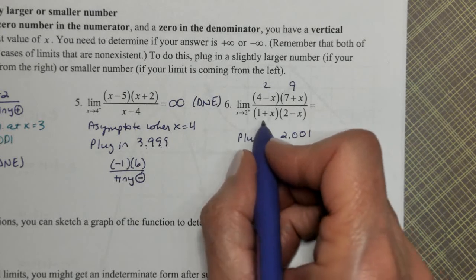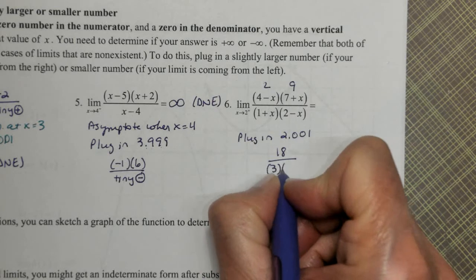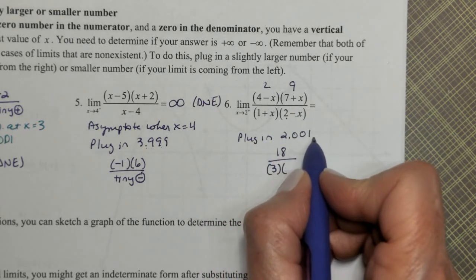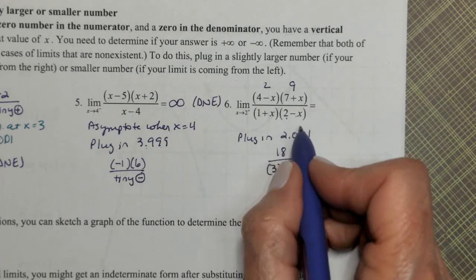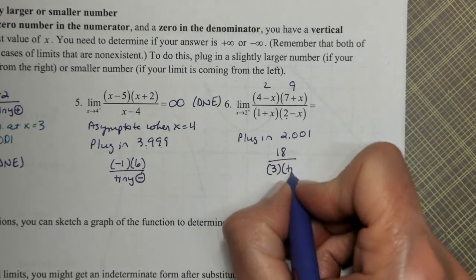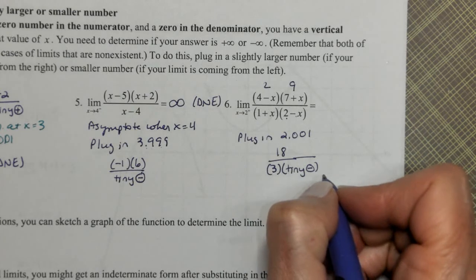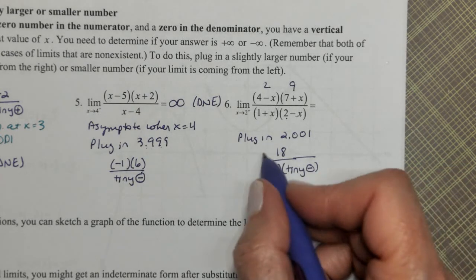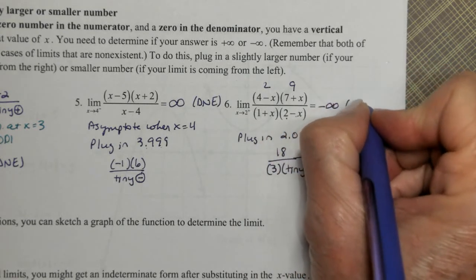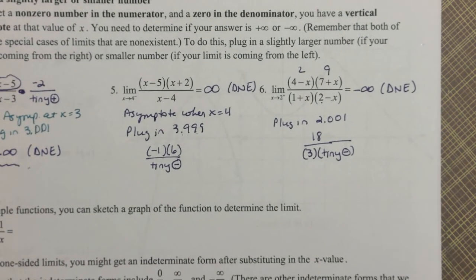On the bottom, we have a positive 3 times 2 minus 2.001. That's going to be tiny, tiny but negative. So which infinity is it? Negative infinity. So that's how you do a one-sided limit algebraically.